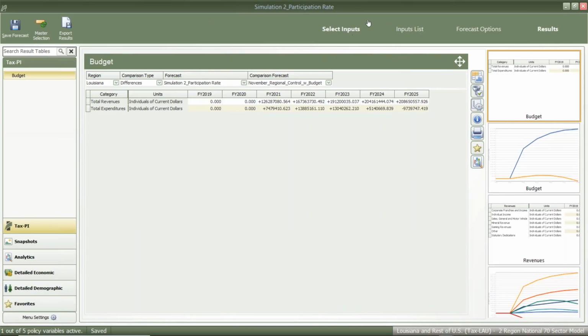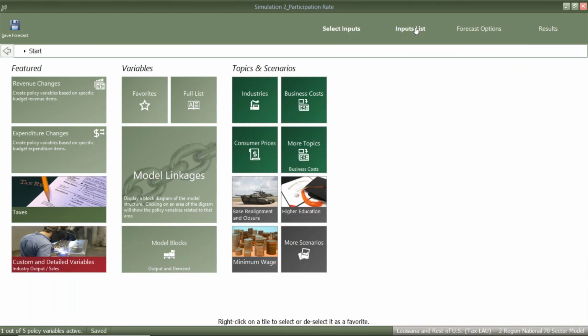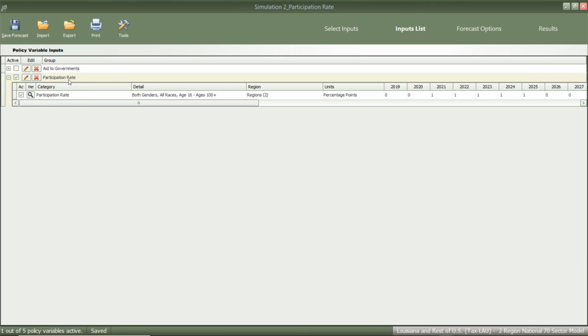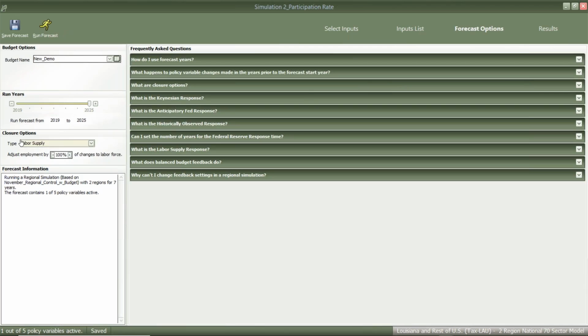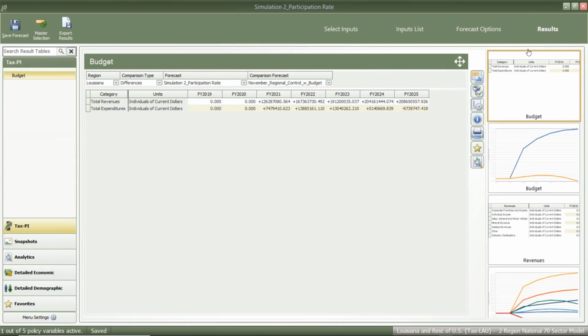And now I'm entering the second simulation, so we can have a quick look at the input list. We select the policy variable, which is the participation rate, and it will be increased by 1% starting with year 2021. For the forecast options, the closure option type that we chose here is labor supply, so we are adjusting employment by 100% of changes to the labor force. And we can have a look at our results.